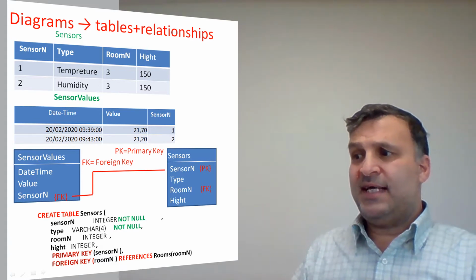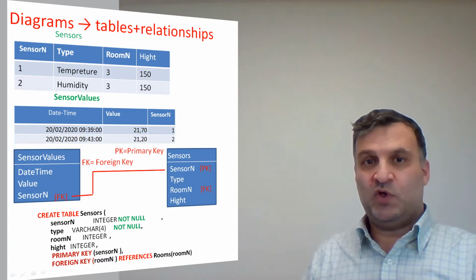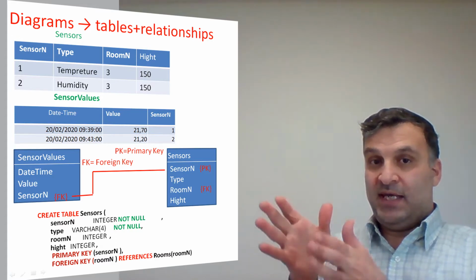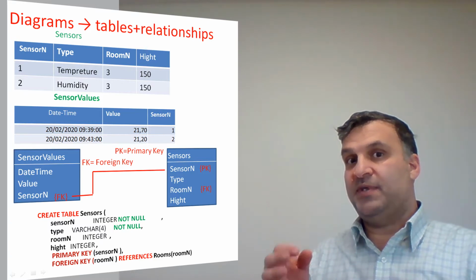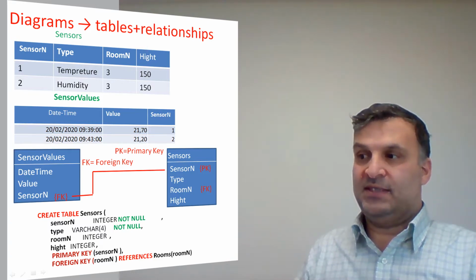We added here that the primary key is sensor number. So we precise here what is the primary key of our table. Each time when we create a new table, we should precise which column or columns represent the primary key.